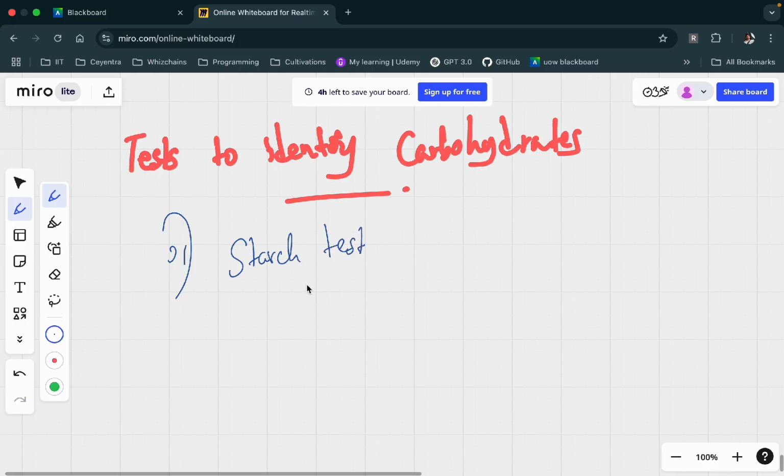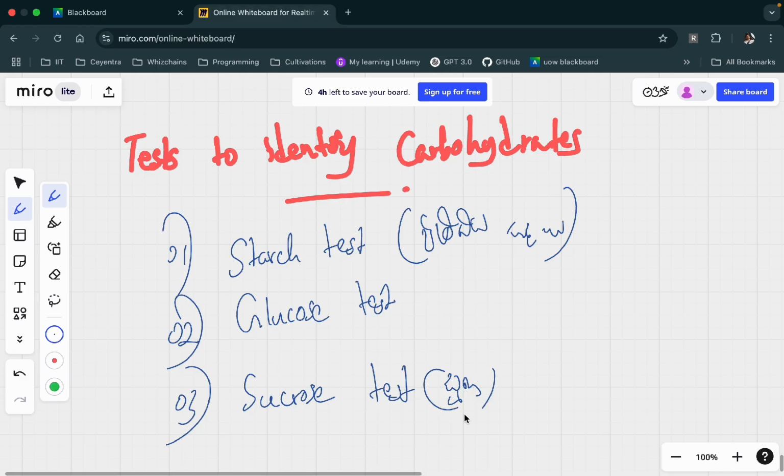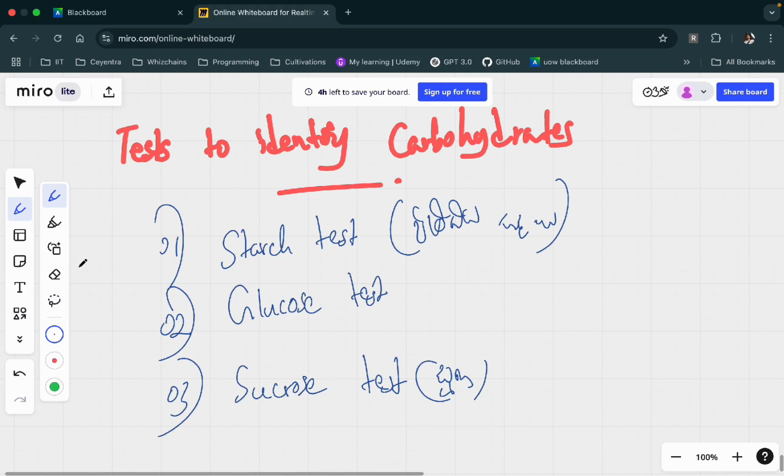starch test. Starch කියන්නේ පිෂ්ඨය සඳහා පරීක්ෂාව, starch test. Then second one is glucose test. කියන්නේ glucose වලට පරීක්ෂාව. Then third one is sucrose test. ඒ කියන්නේ sucrose වලට පරීක්ෂාව. Okay, so we need to talk about these three tests individually.